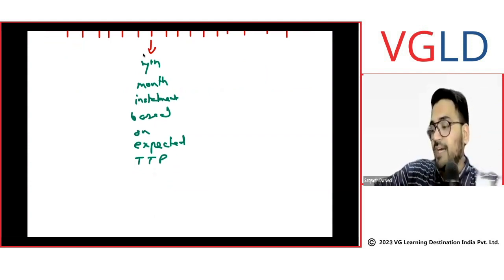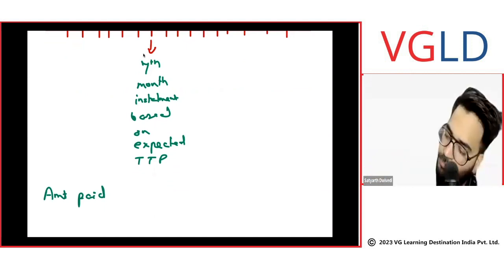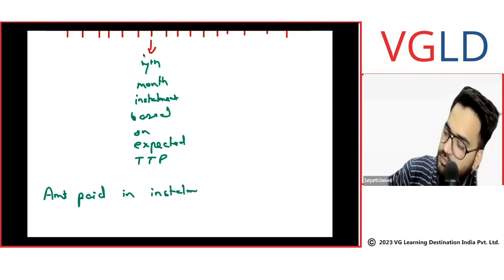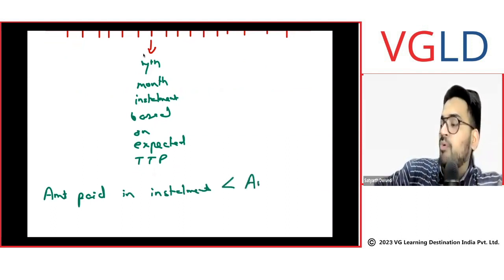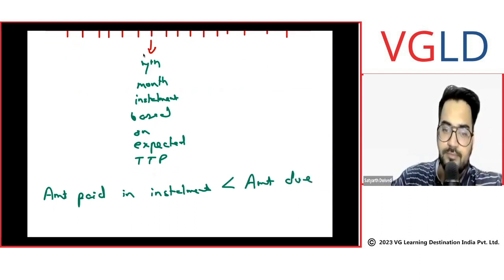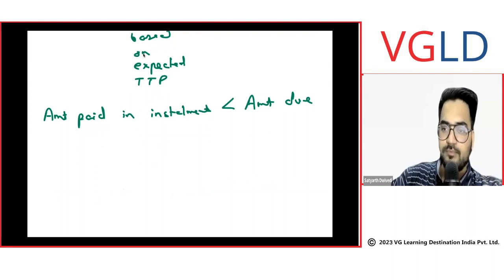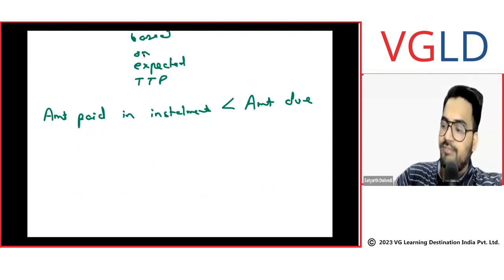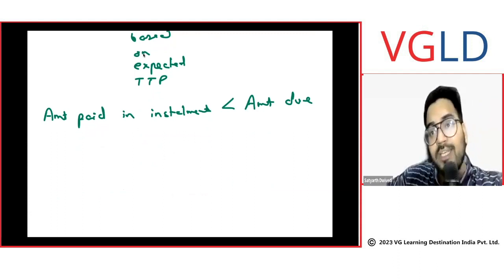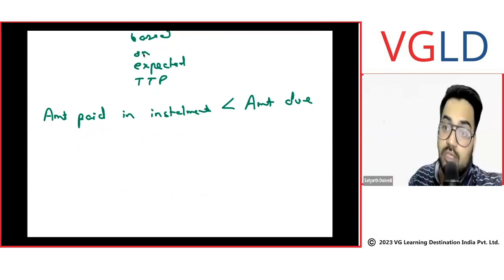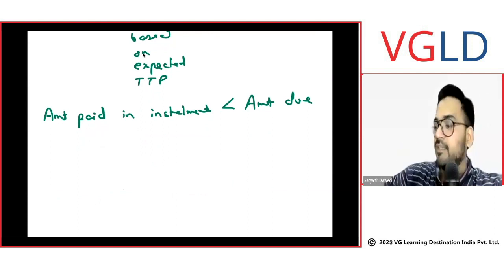Now, if the amount paid in installments at the end of, say, the 16th month is less than the amount due, then what will happen? If the amount that you are paying in installments is less, and later on you find that the liability was too much and you were paying less, I was expecting lesser corporation tax. So the government, HMRC or whatever you want to call them, will charge.